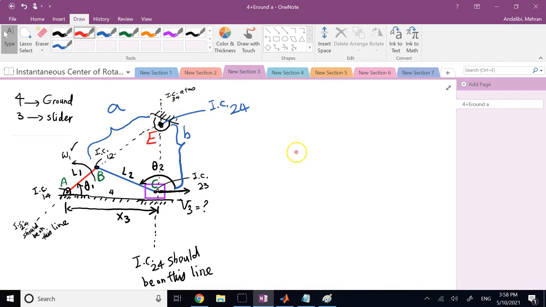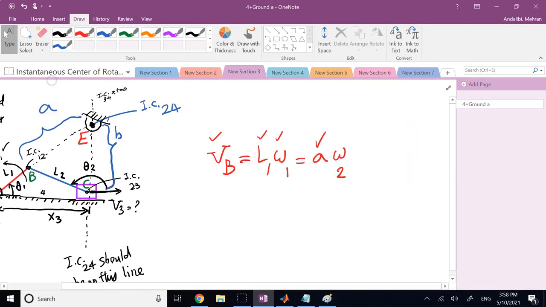Now I can say that velocity of point B is clearly equal to L1 omega 1, and both of them are given. But B, which is on member 2, also rotates about pivot point E. So if I multiply the distance from B to E, which is A, times omega of the member, which is omega 2, that should also give me V of B. If I can find A through geometry, which I'll show you, then omega 2 can be found from here.